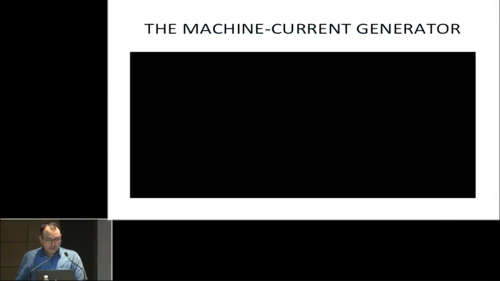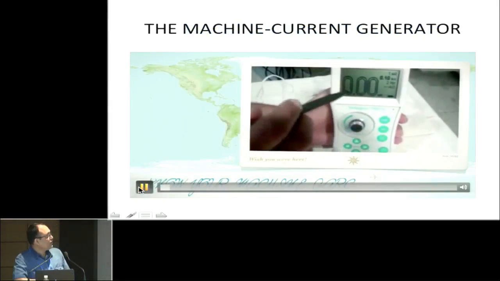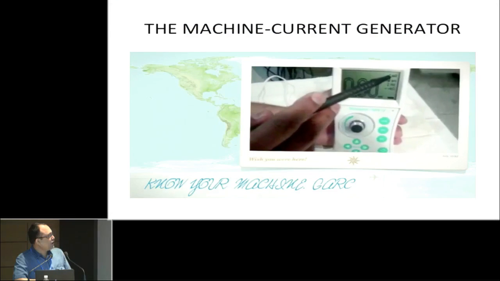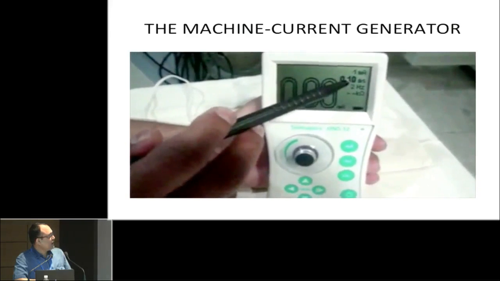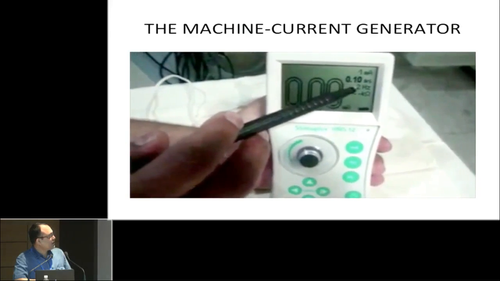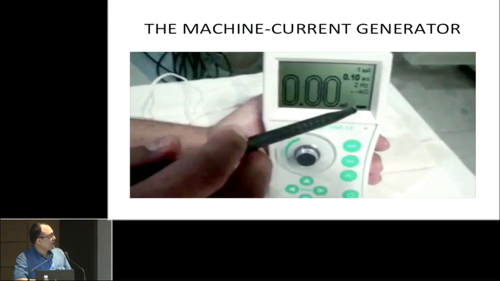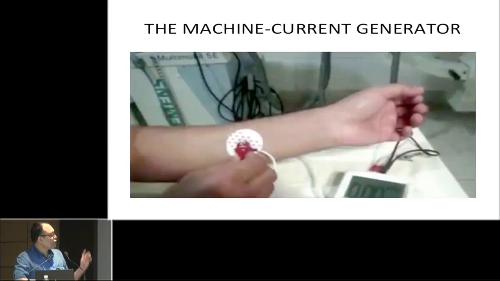So every machine nowadays is a constant current generator. So the machine itself, when you switch on, you will get a 00. It should display the amplitude, the duration of the current, the frequency of the current, the resistance, and the battery status, and it should display 00 once you switch on the nerve stimulator.